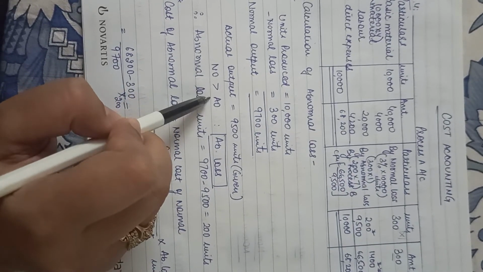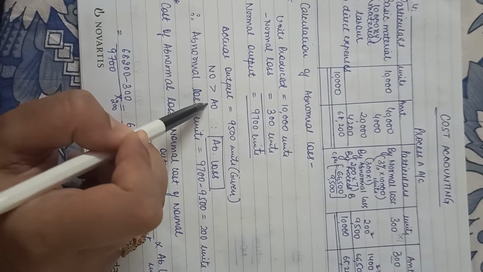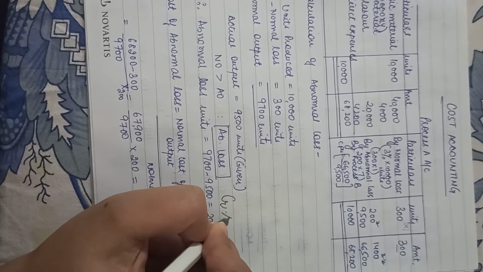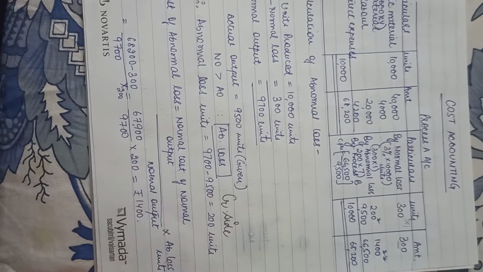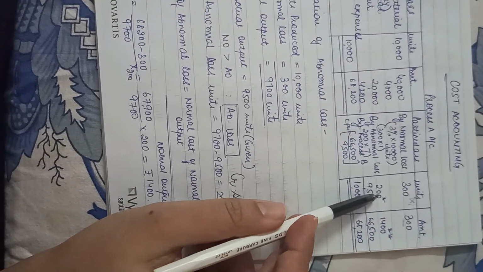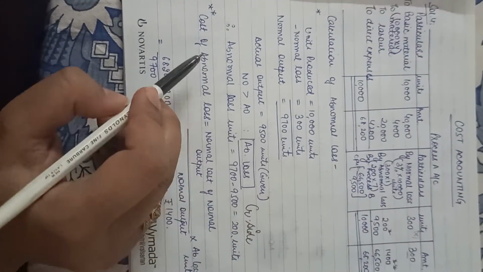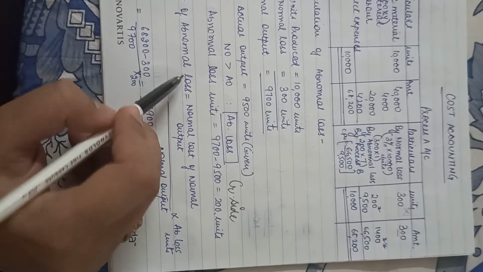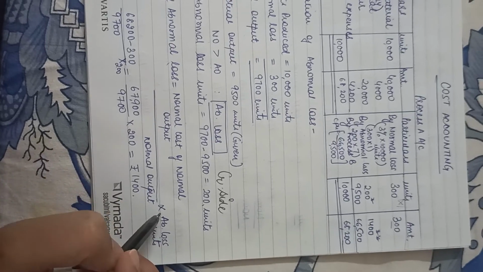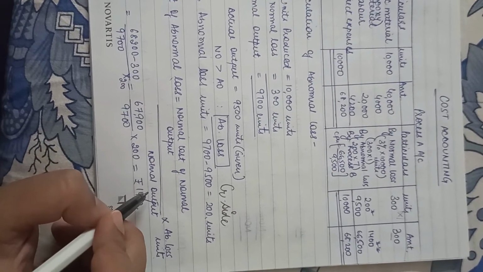Now we have studied theoretically that when normal output is more than the actual output, it is a case of abnormal loss. Abnormal loss is always written on the credit side of the process account. So abnormal loss 200 units has to be written here. Right. Now, how to calculate the amount? Using the formula: cost of abnormal loss equals normal cost of normal output divided by normal output into abnormal loss units. Now, simply put these figures first.